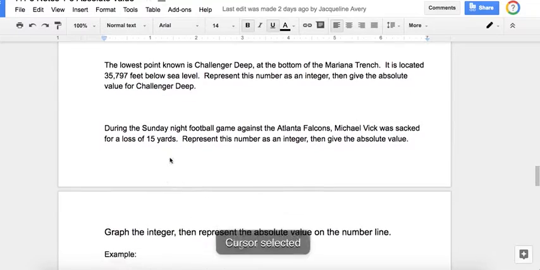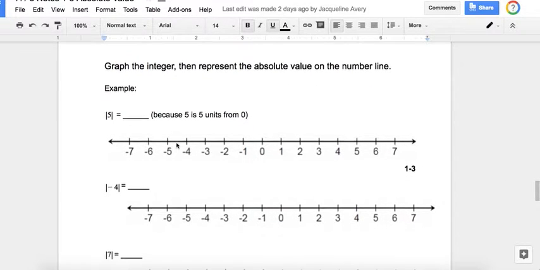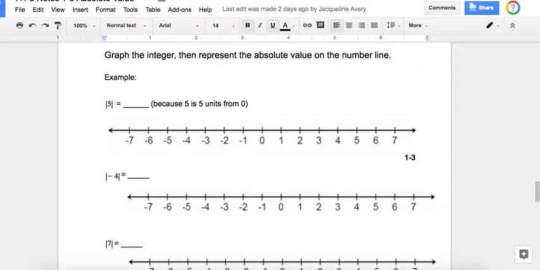So the first one, it says, graph the integer, then represent the absolute value on the number line. So the absolute value of 5. The way we would do this is we would mark a spot at 5. And since absolute value is the distance from 0, I'm going to mark a spot at 0 and connect these. So it kind of looks like an absolute value symbol.